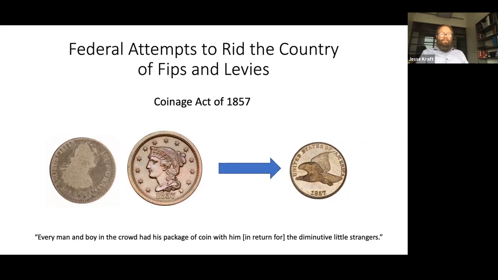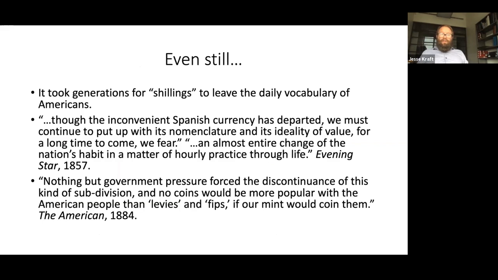But even still, it took several generations for the term shillings to leave the daily vocabulary of people in the United States. The Evening Star in 1857 said, "Though the inconvenient Spanish currency has departed, we must continue to put up with its nomenclature and its ideality of value for a long time to come, we fear. An almost entire change of the nation's habit in a matter of hourly practice through life." And in 1884, the American said, "Nothing but government pressure forced the discontinuance of this kind of subdivision, and no coins would be more popular with the American people than levies and fips if our mint would coin them."